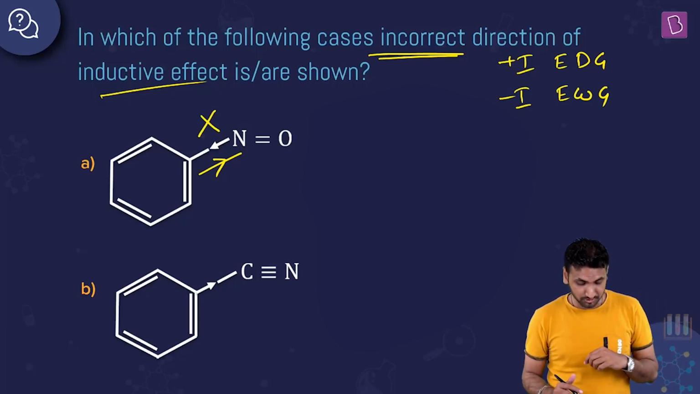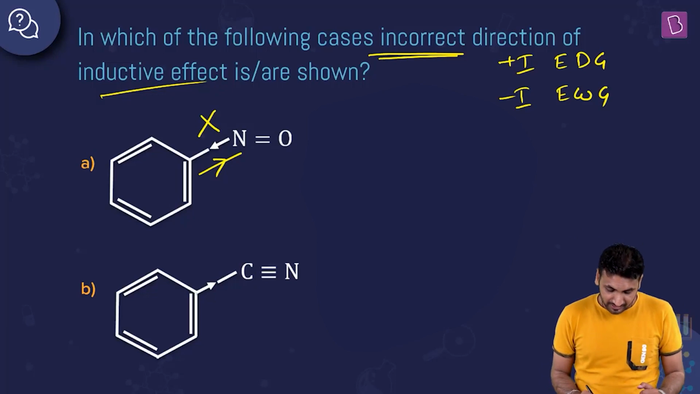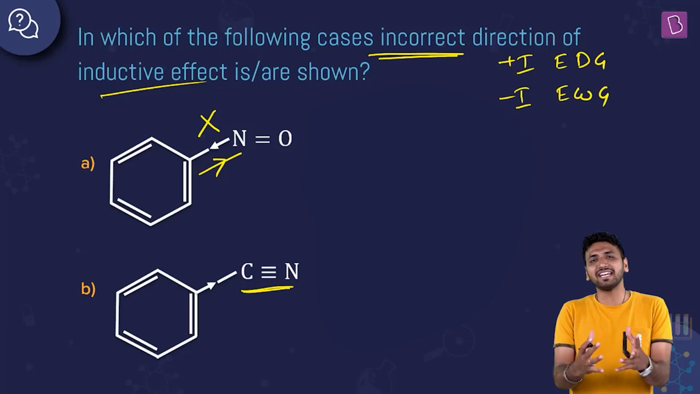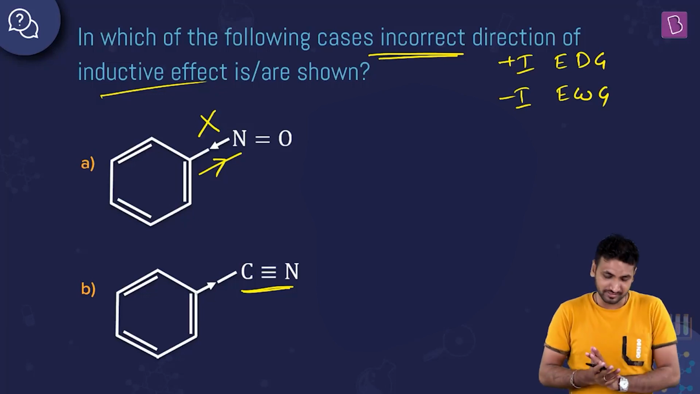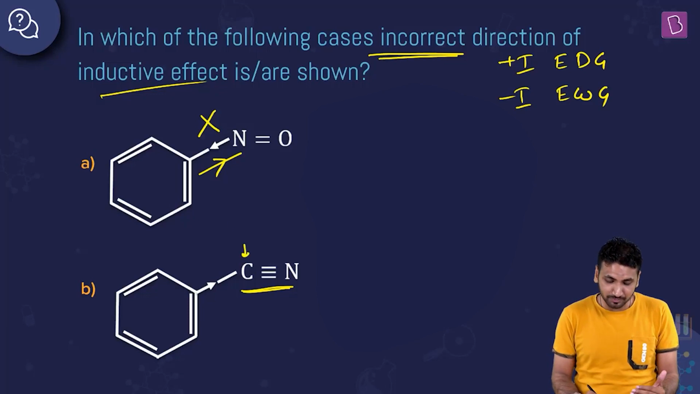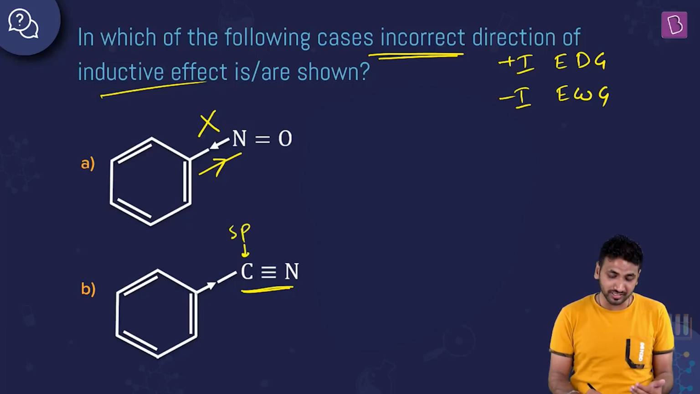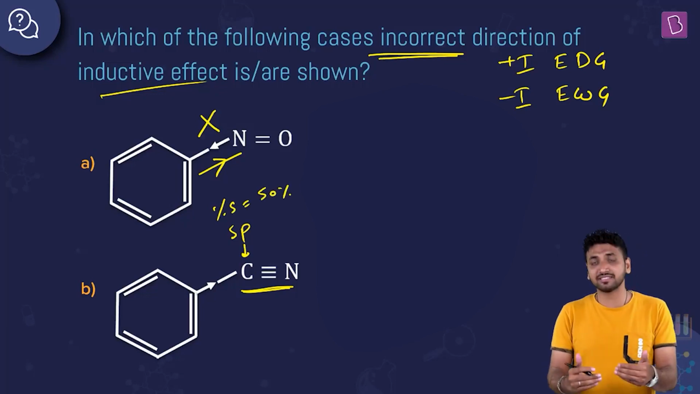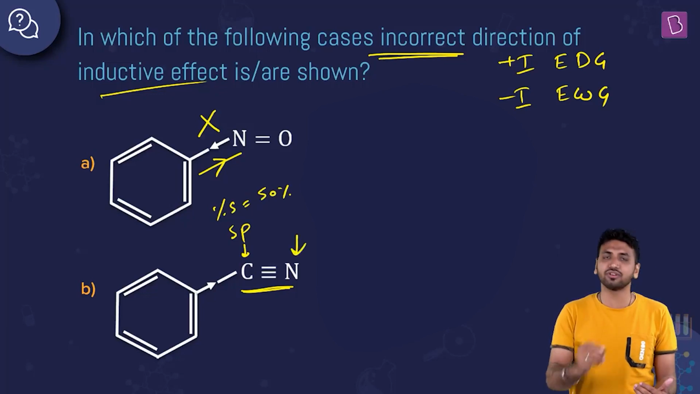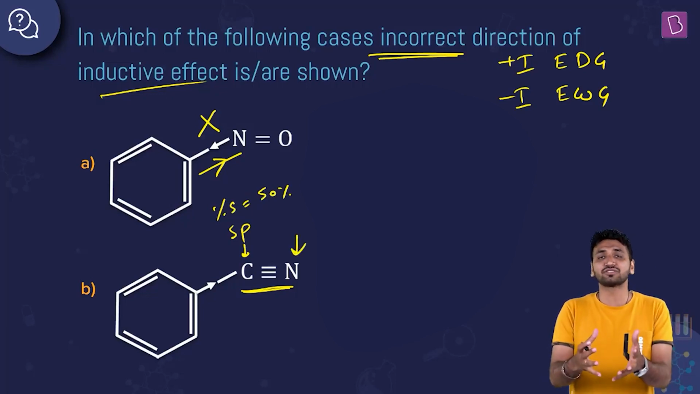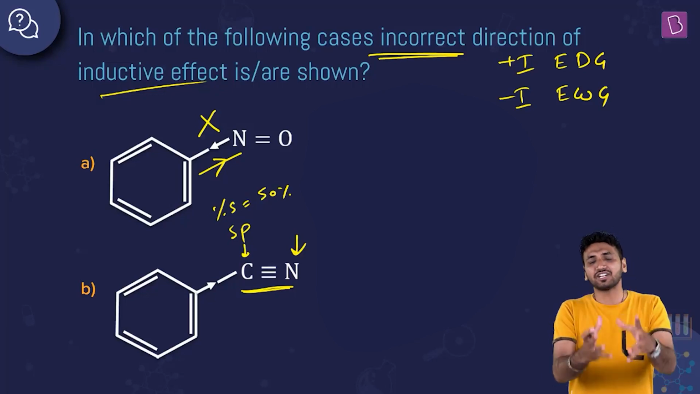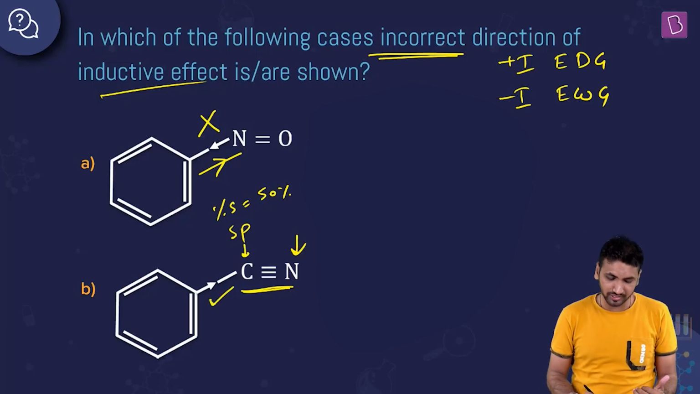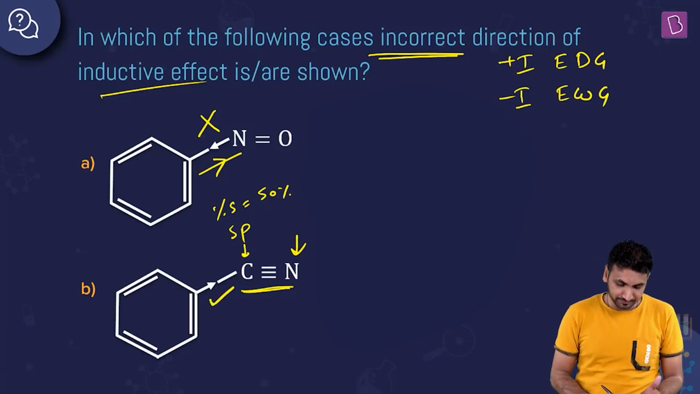Moving on to option B. If I just see C triple bond N, okay, C triple bond N is like what? Cyanide, okay, cyano. So carbon here is sp hybridized. So percentage of s character is like 50%. That is pretty high, okay. So yes, this is highly electronegative, and nitrogen is of course an electronegative element. So yes, again this group is electron withdrawing. So the electron density should be towards the group. The notation should be towards the group, and that is what is shown here. This is perfectly fine. B is correct.